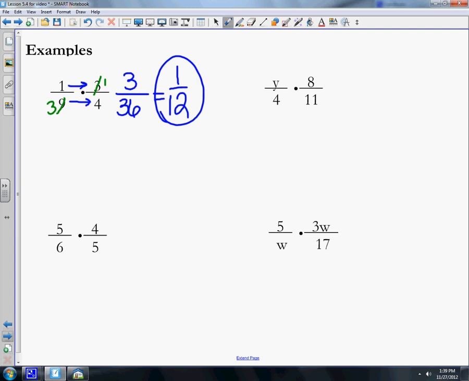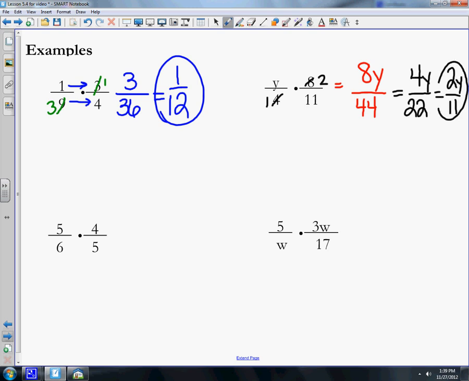All right, so y times 8 is 8y. 4 times 11 is 44. Now, if you're looking at just the numbers, the 8y and the 44, I could have cross-reduced first, and 4 goes into 4 once and 4 goes into 8 twice. Or I can cut this in half and get 4y over 22, and then cut that in half to get 2y over 11. Both answers are completely correct. You can break things in half as long as you still have your 2y and your 11.